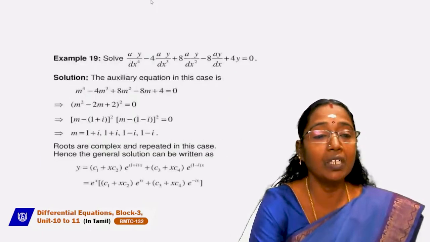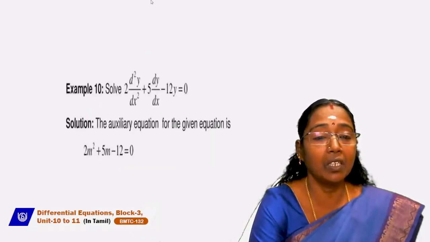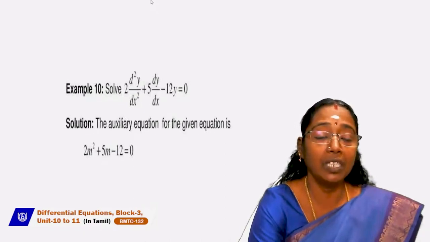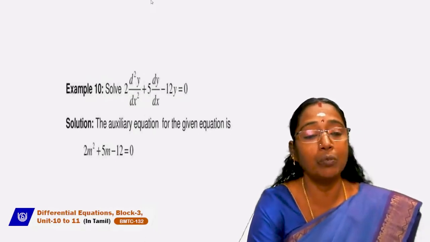Before that, you have this example 10: 2 d squared y by dx squared plus 5 dy by dx minus 12y equal to 0. Here, examples may also be given in the form of a cubic equation, namely 2 d cube y by dx cube plus 5 dy by dx minus 12y equal to 0. Suppose you have the cubic equation.